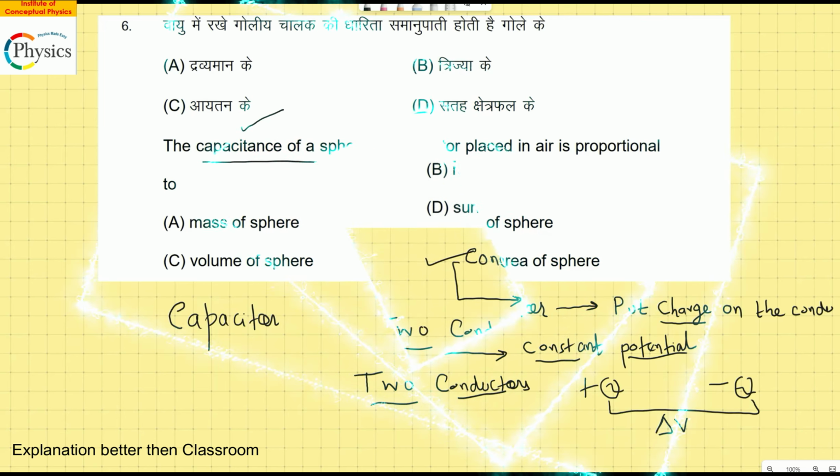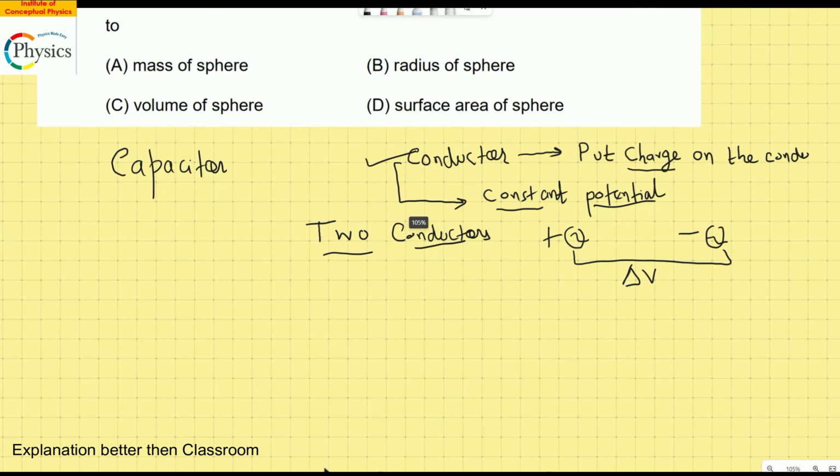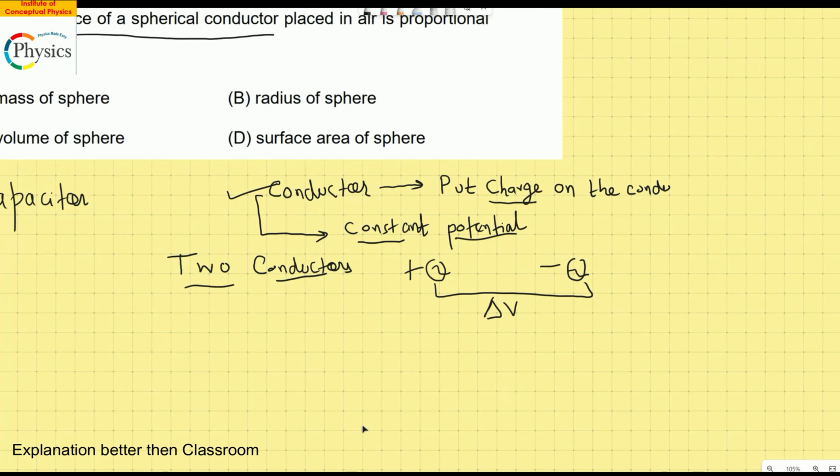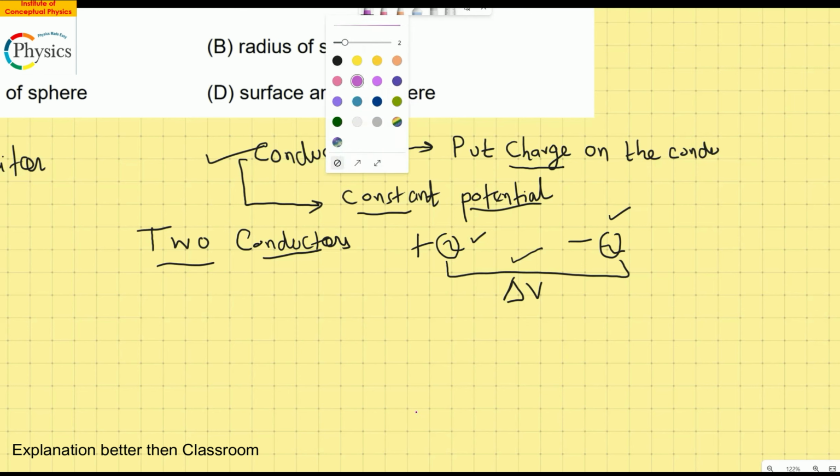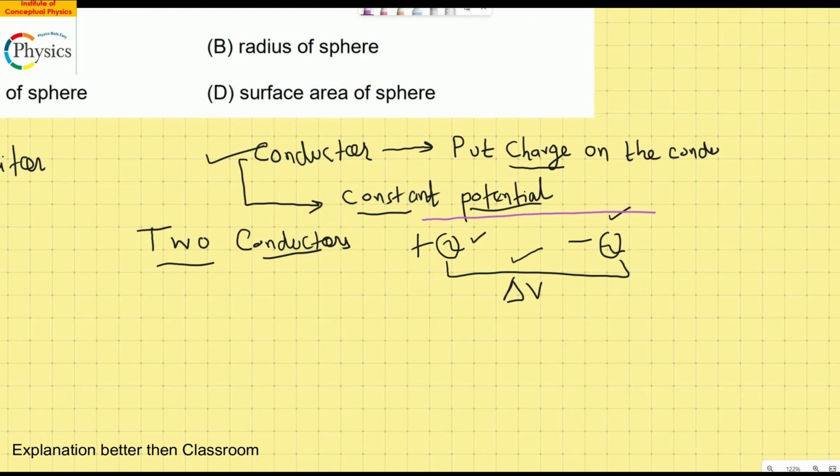All right, so what is a capacitor? This is the capacitor which I just explained to you. If you have two conductors which have equal and opposite charge placed on them and they have a potential difference between them, this arrangement is called a capacitor. That is all a capacitor is.